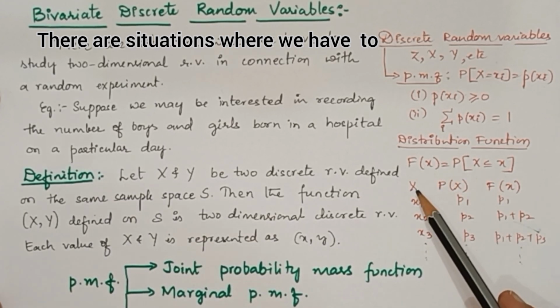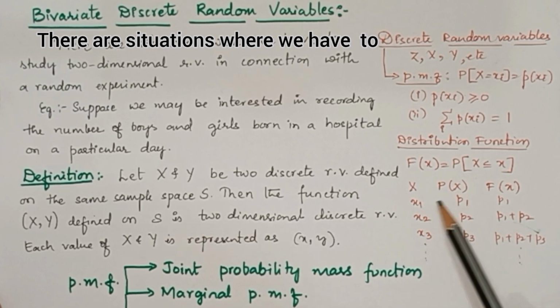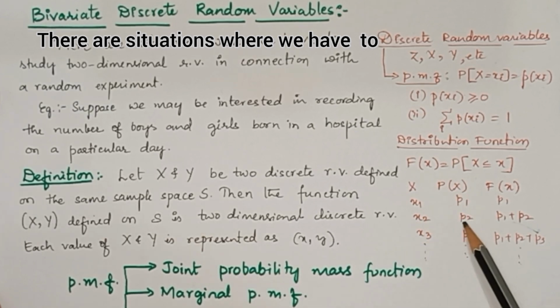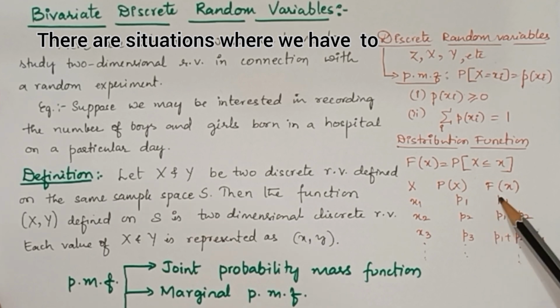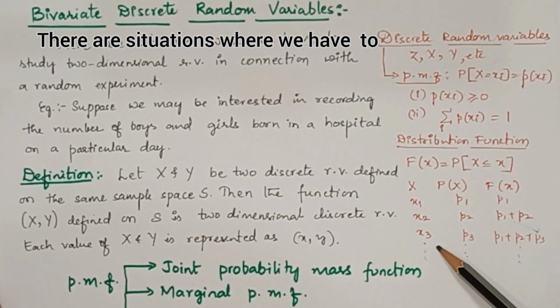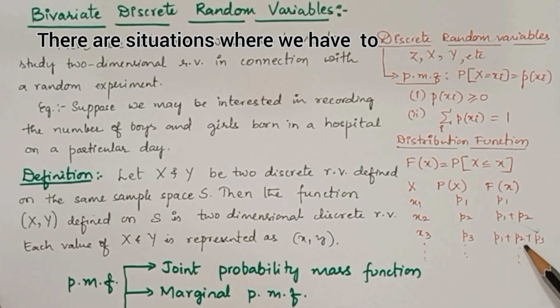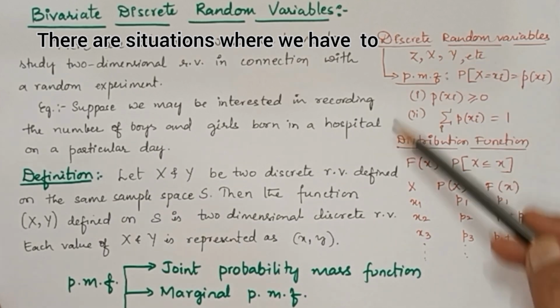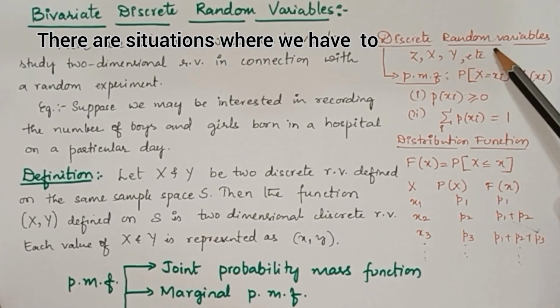So if you have the probability distribution in this form, x and p of x, x1 with p1, x2 with probability value p2 and so on, then the distribution function f of x is obtained by adding these probabilities. First p1, then p1 plus p2, next for x3, f of x is p1 plus p2 plus p3 and so on. This is about the distribution function. All this is related to a one dimensional discrete random variable.